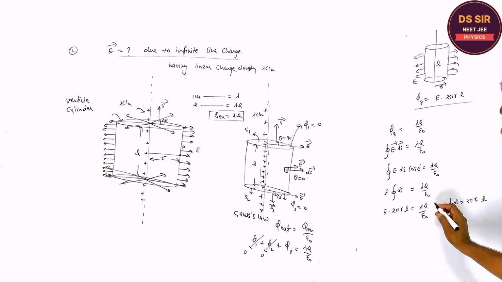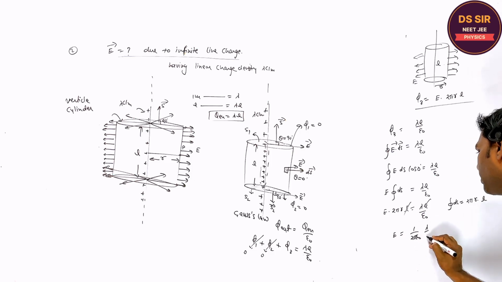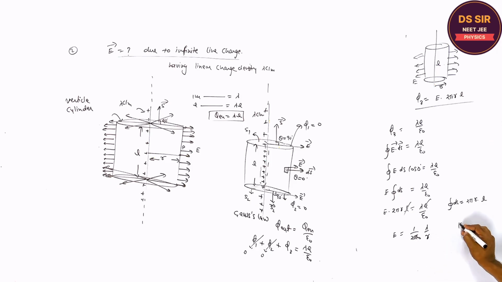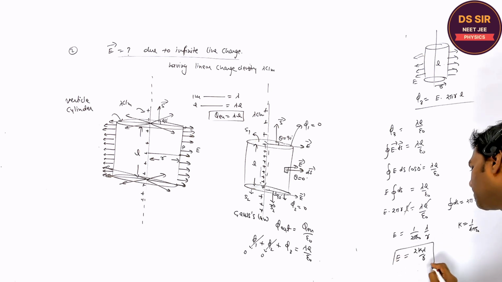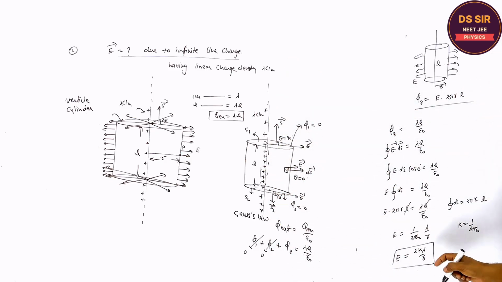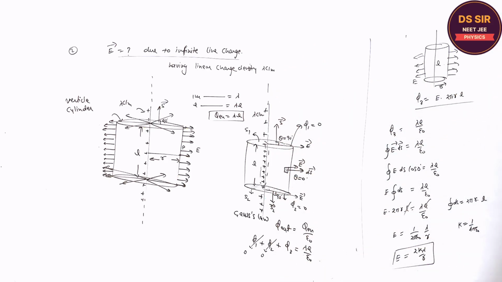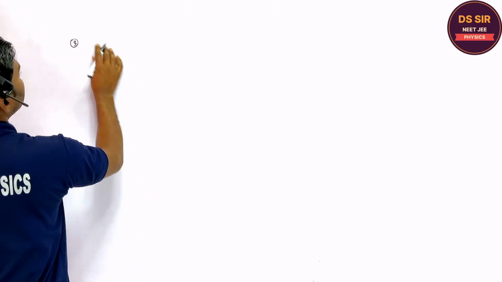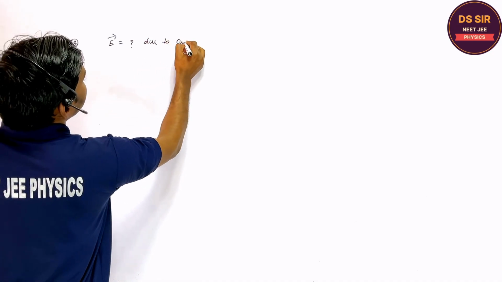E multiplied by area, and the length cancels out. So the electric field may be written as lambda upon 2 pi epsilon naught r. And K is 1 upon 4 pi epsilon naught, so it may be written as 2k lambda upon r. This is the electric field as a function of r for this line charge distribution at any distance r. So we have found this electric field for this symmetric charge distribution.